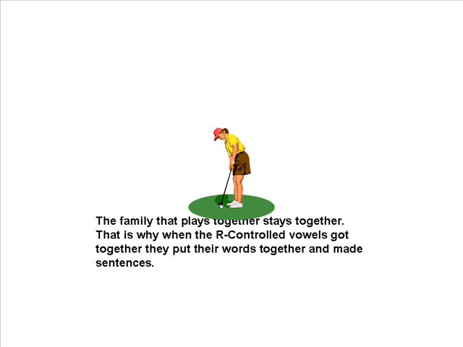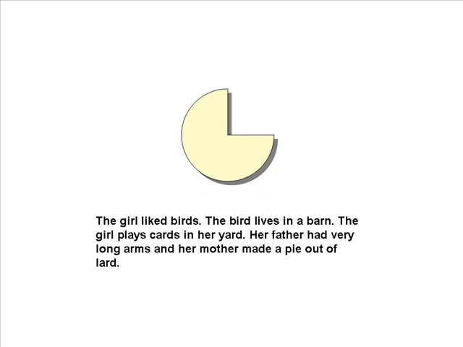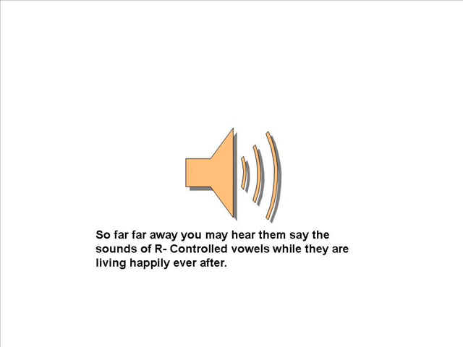A family that plays together stays together. That is why when the architectural vowels get together, they put their words together and make sentences. The girl likes birds. The bird lives in a barn. The girl plays cards in her yard. Her father has very long arms, and her mother makes pie out of lard. So far, far away, you may hear them say the sounds of architectural vowels while they are living happily ever after.